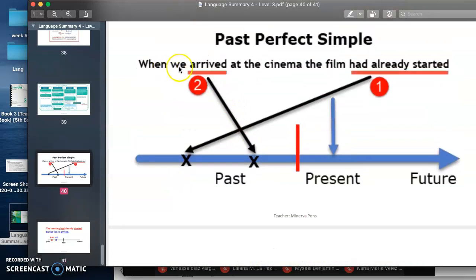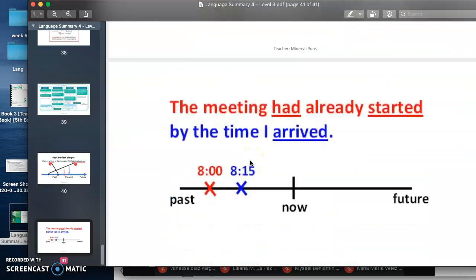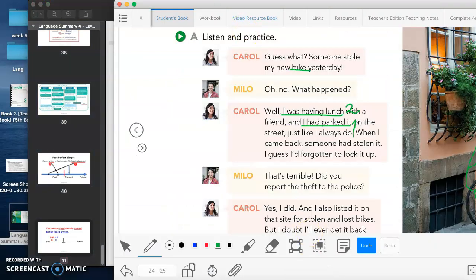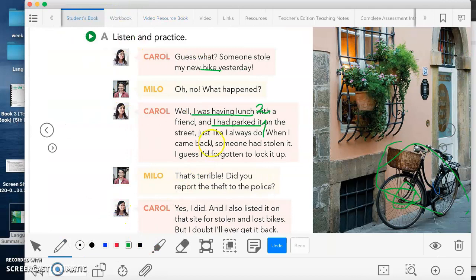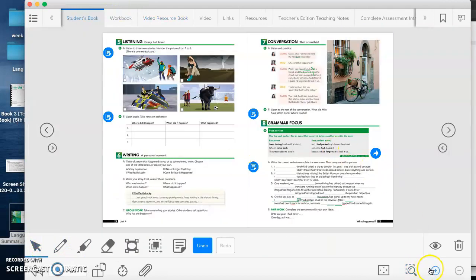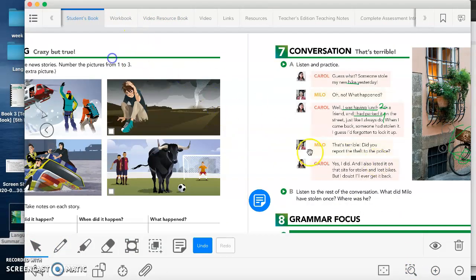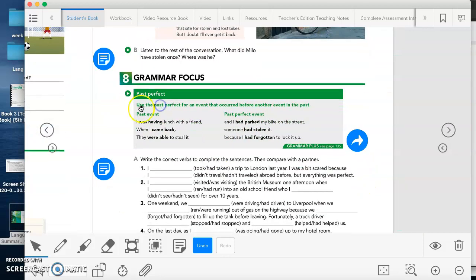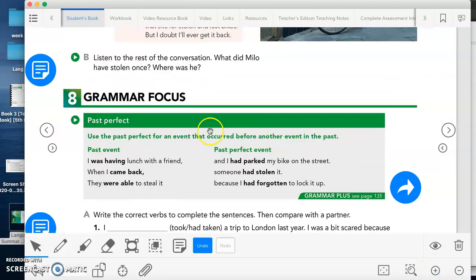For example, when we arrived at the cinema, the film had already started. We say, the film started, and then I arrived. These are basically the same examples that we have in the book. They are very similar. We have, for example, on the grammar focus, let me go there. Again, use the past perfect for an event that occurred before another event in the past. We have, I was having lunch with a friend, and then we have our past perfect event, and I had parked my bike on the street.